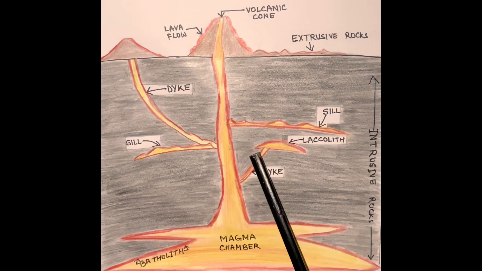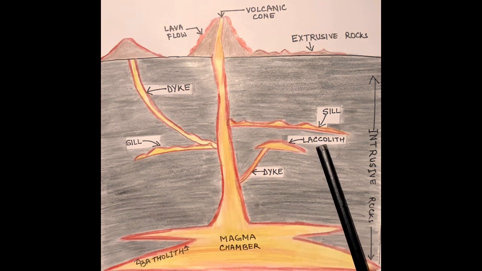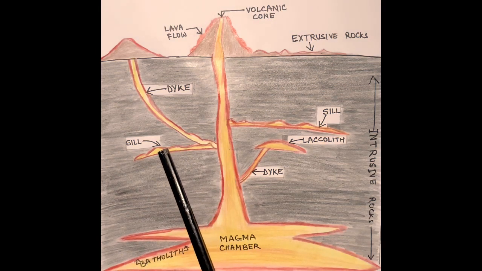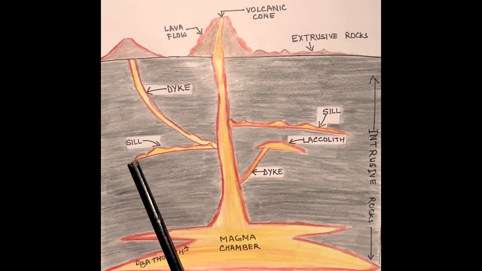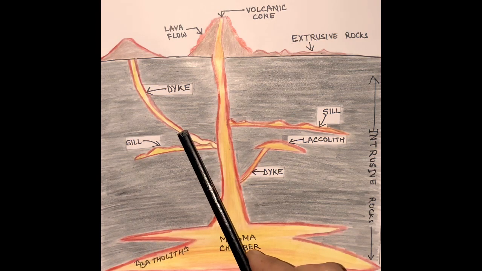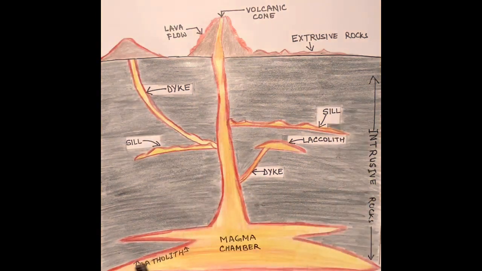When magma cools and solidifies into a dome shape, it's known as laccolith. In a sill, magma cools and solidifies between horizontal layers of rocks. Just opposite, in a dike, magma cools and solidifies vertically. Thus, all these are examples of intrusive igneous rocks.